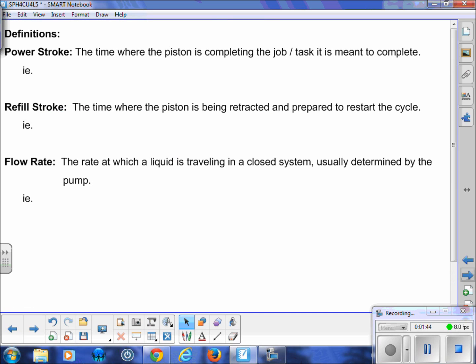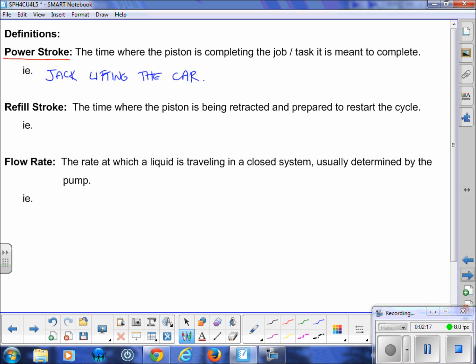There's three here. First one's power stroke. So power stroke is the time where the piston is completing the job it's meant to complete. All right, so if it's a hydraulic jack lifting the car, when it's lifting the car, that is the power stroke. Okay, so that's the power stroke. It's doing what it's meant to do, this machine.